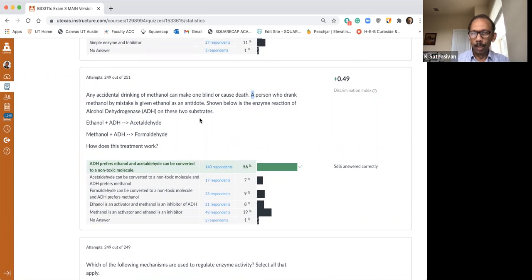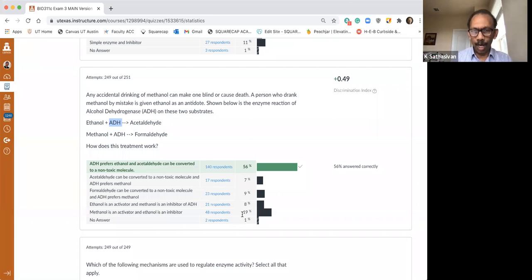How does it work? In this case, ADH is an enzyme that can convert both ethanol and methanol to their respective products, acetaldehyde and formaldehyde. But acetaldehyde can be converted to a non-toxic molecule. It's like either you know this or you don't, or you have to come up with an idea. In this particular case, ADH prefers ethanol, that is why it will not deal with methanol. Methanol is not an activator and ethanol is not an inhibitor. That doesn't work. Both are substrates for this enzyme. It prefers one substrate over the other.